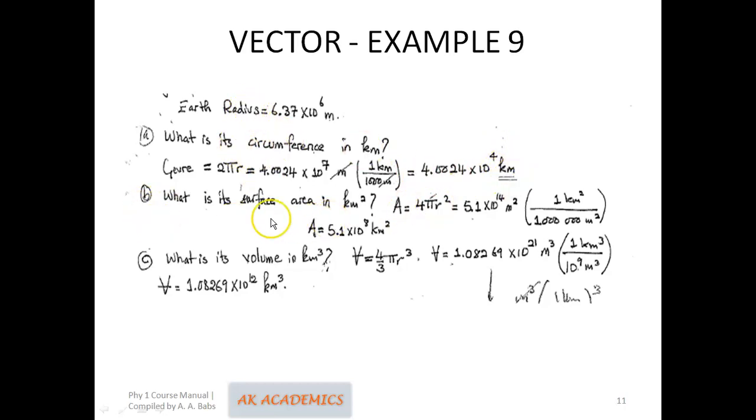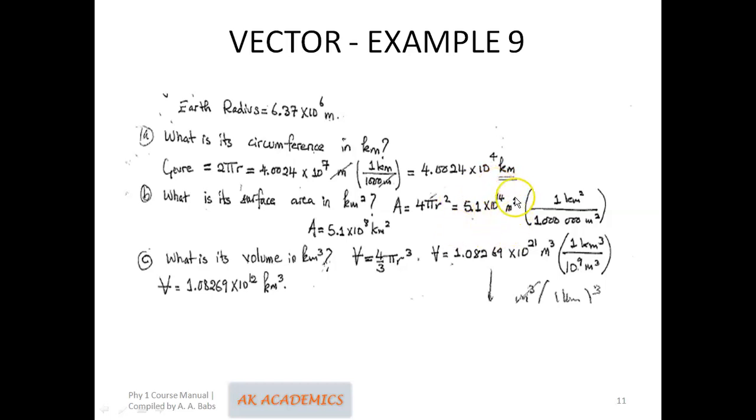Second question says, what is the surface area? What you want to consider is the area of a sphere is 4 pi r squared. So we have 4 times 22 over 7 times this radius squared. If you multiply all of those together using your calculator, you obtain 5.1 times 10 raised to power 14 squared meters. Now, how do you convert these to kilometers?